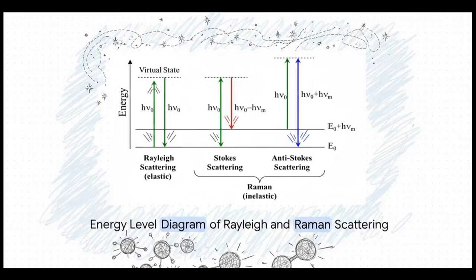Let's actually track these discrete quantum jumps on an energy level diagram, because this brilliantly illustrates what's going on. The solid black lines down at the bottom, those are the stable energy states of the molecule. You've got your ground state and a slightly higher vibrational state right above it. Now see that dotted line way up at the top? That represents our highly unstable virtual state. Those upward arrows show the incoming photon pushing the molecule all the way up into that virtual state.